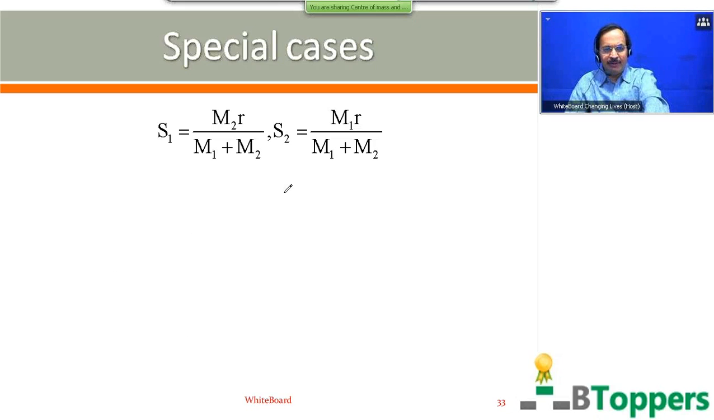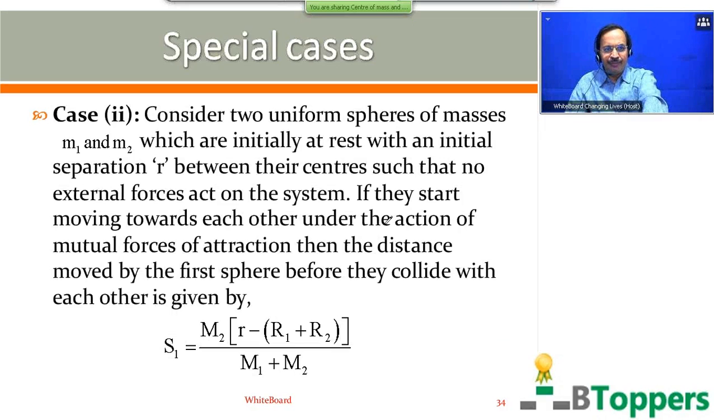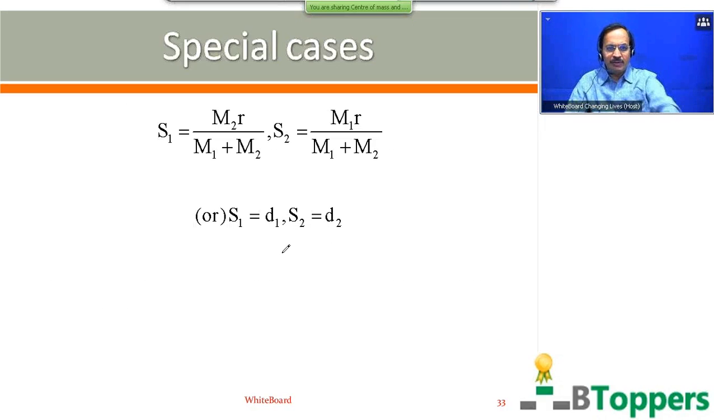So you get S1 equal to M2 R by (M1 plus M2) and S2 equal to M1 R by (M1 plus M2). You can observe that S1 equals D1 and S2 equals D2. That means the two particles collide at the position of the center of mass of the system of the two particles.